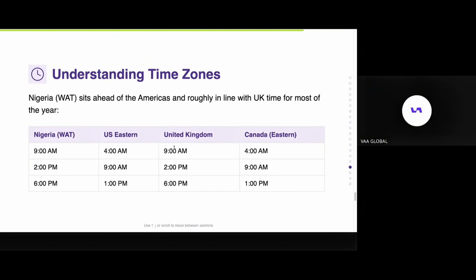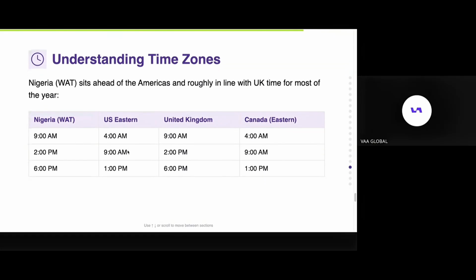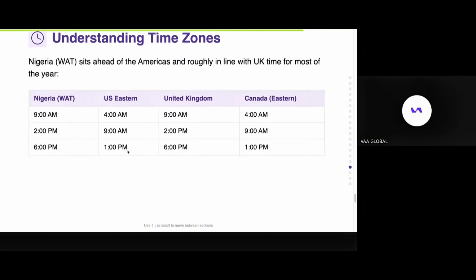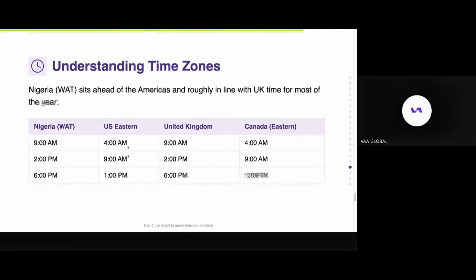Okay. Now, when you start working remotely as a MVA, you need to understand the time zones. So if you're in Nigeria, your 9 o'clock here is 4 a.m. in US Eastern, right, which is also 9 a.m. in UK and 4 a.m. in Canada. So just try and do your research about the different timing to see the time zone differences.